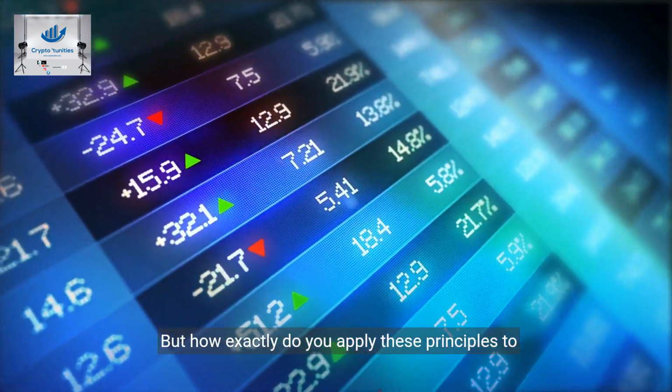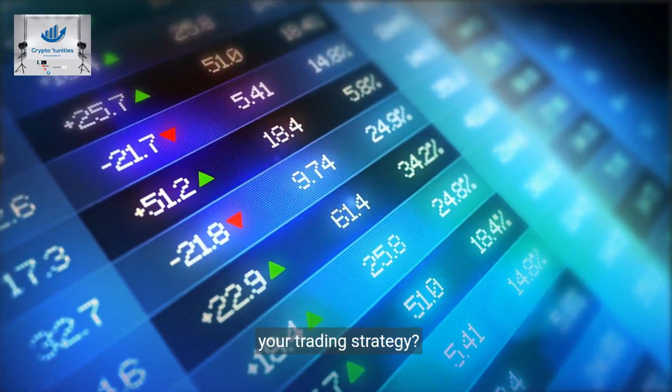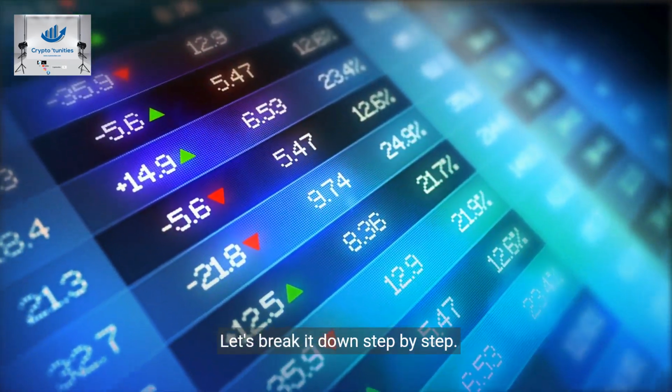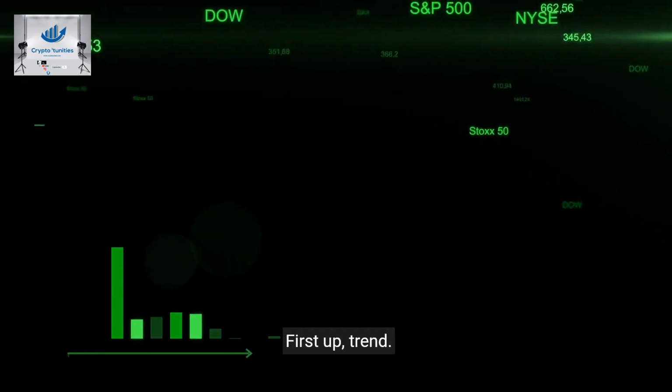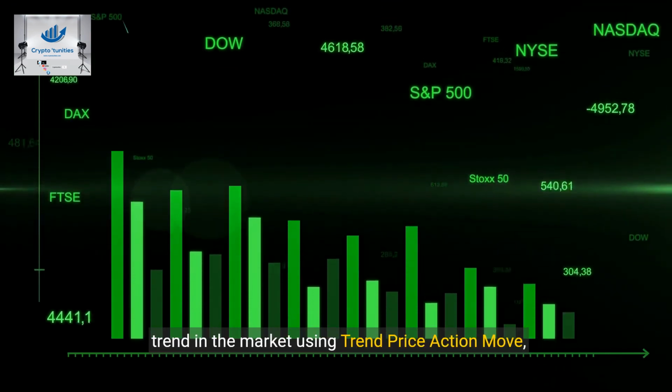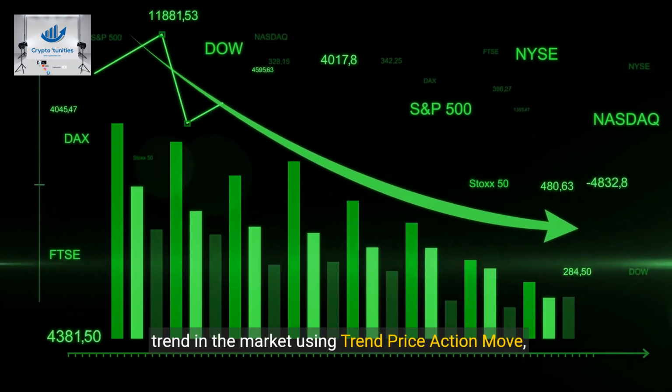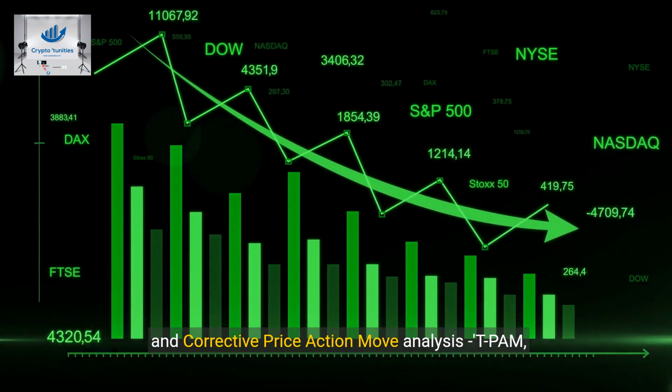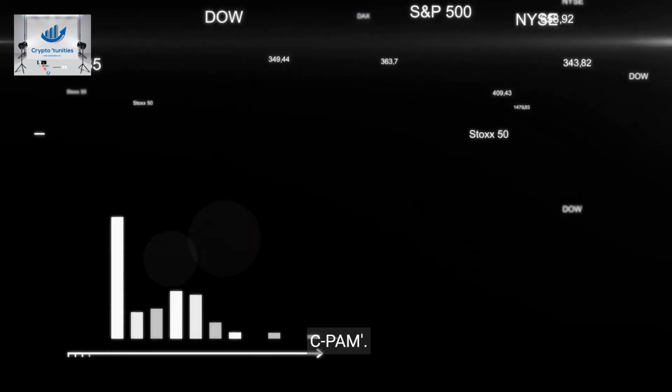But how exactly do you apply these principles toward your trading strategy? Let's break it down step by step. First up, trend. It's crucial to identify and follow the prevailing trend in the market using trend price action move and corrective price action move analysis, TPAM, CPAM.